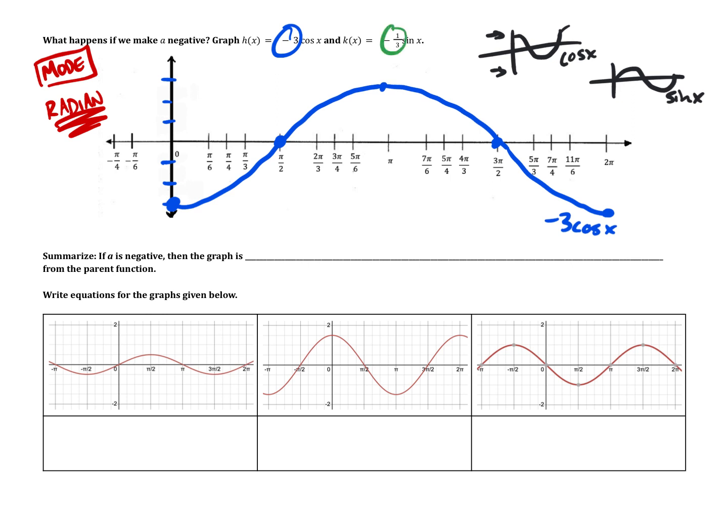Okay, this one is a -1/3 for the sine. Sine always starts at 0, hits 0 at pi, hits 0 at 2 pi. We would normally think that sine would start by going up, but it's going to start by going down because it's a negative. The other thing is, because we're working with the 1/3, that's a really small compression. And so instead of it going all the way down and up to -1 and 1, it's only going to go down and up to -1/3.